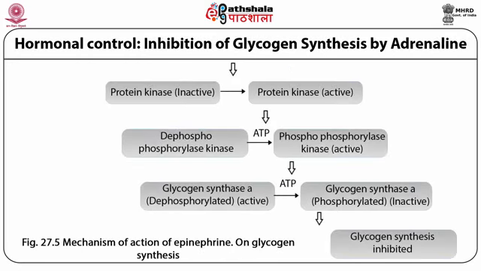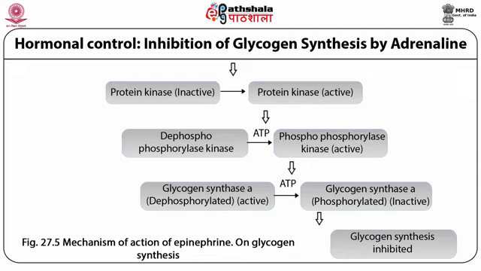The cyclic AMP binds to the cyclic AMP dependent protein kinase. The active protein kinase A phosphorylates the phosphorylase kinase. Phosphorylated phosphorylase kinase is the active form of phosphorylase kinase. It phosphorylates a serine residue in phosphorylase B, which converts it into phosphorylase A, a more active form. This promotes glycogenolysis.